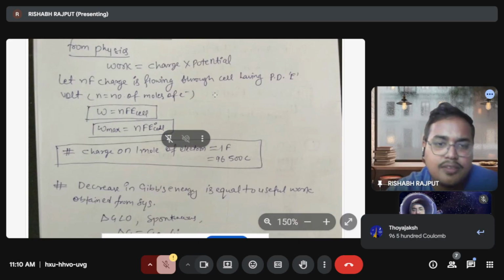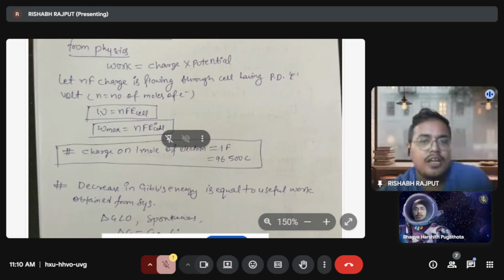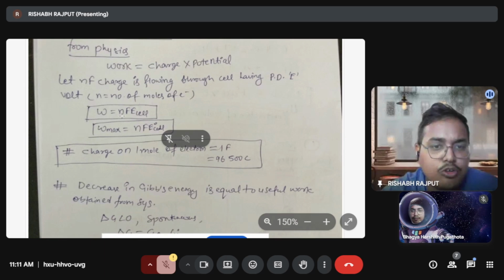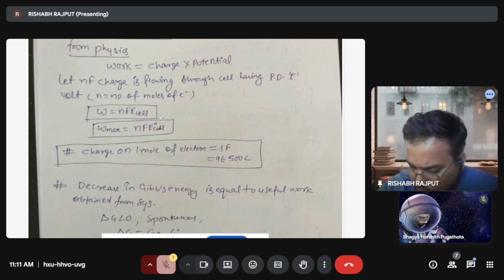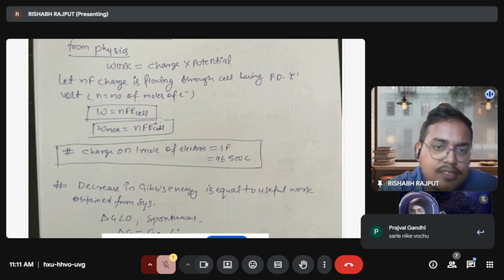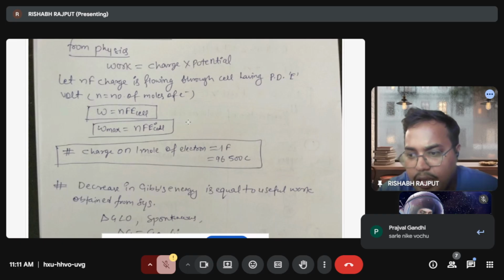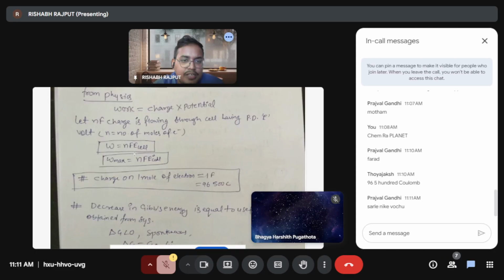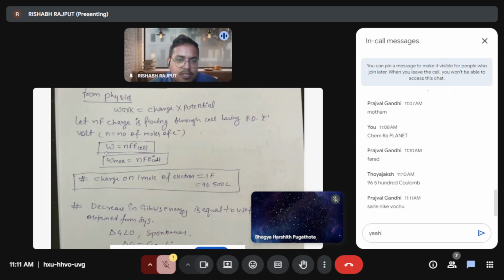That is why I'm saying the work done formula is nF into E cell. From the chemical reaction you get the nF value, and E cell is given here. Sometimes you have to find it. So the work done formula is very simple. Just focus here: charge into potential. Charge is n into Faraday, n into E cell.